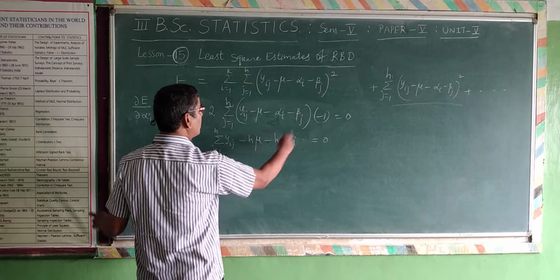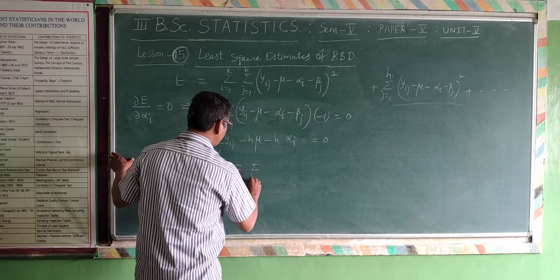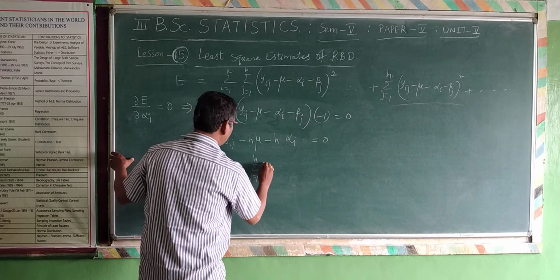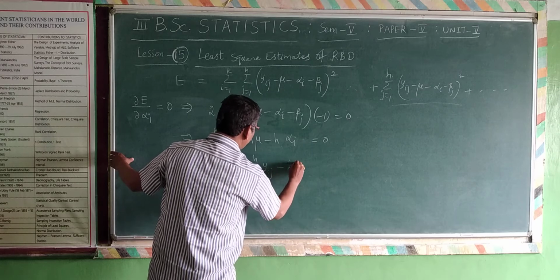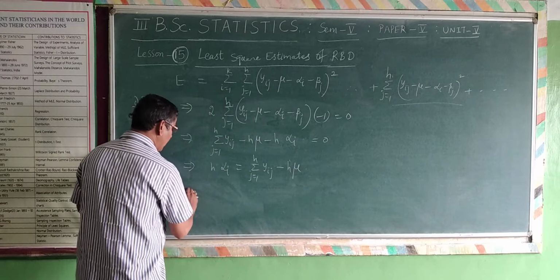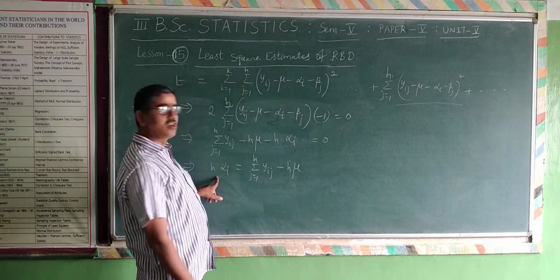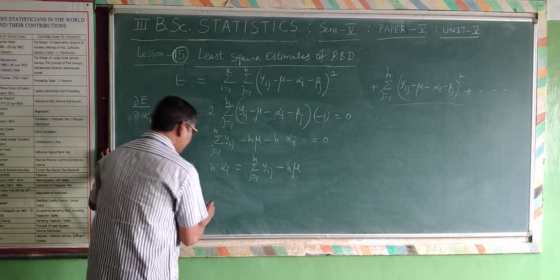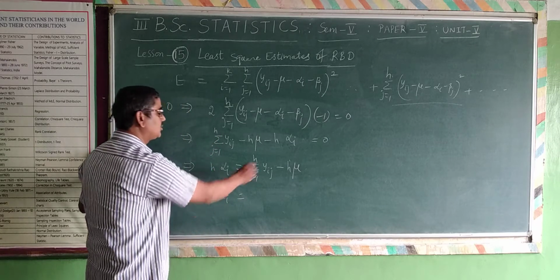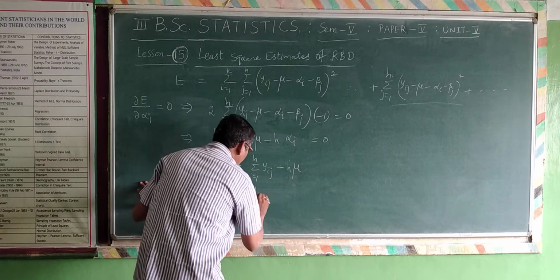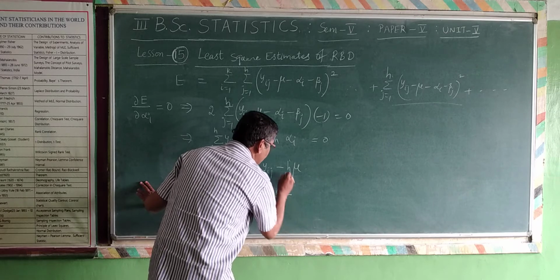So I am taking this particular term to the right hand side. So h into alpha_i is equal to summation j equal to 1 to h of y_ij minus h mu. Now I have taken minus h alpha to the right hand side, that is plus h alpha, right? Then for alpha_i, I am dividing by h, so that it is 1 by h summation j equal to 1 to h of y_ij minus, h will get cancelled, mu.